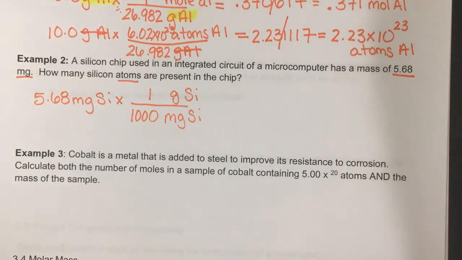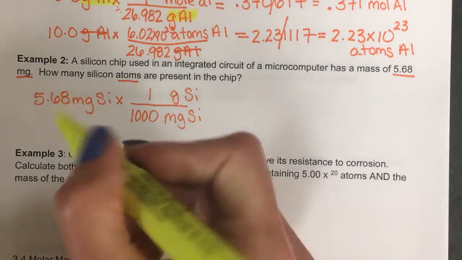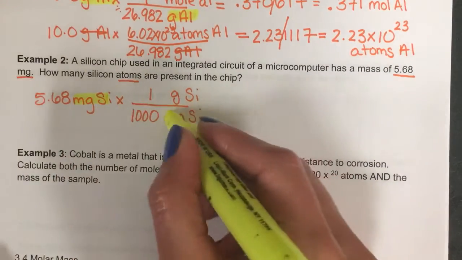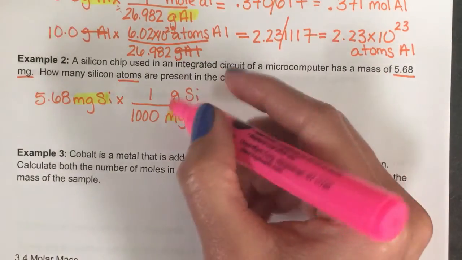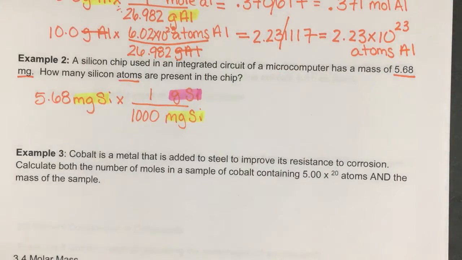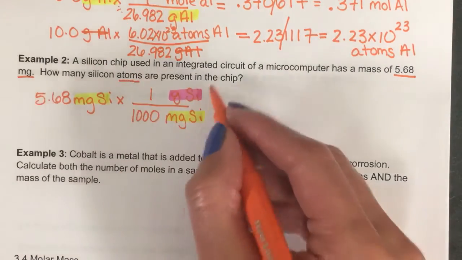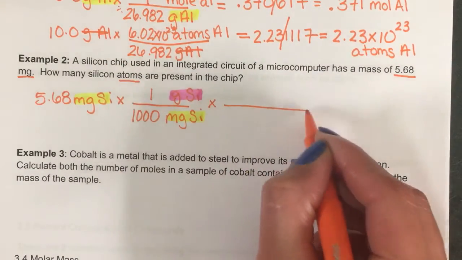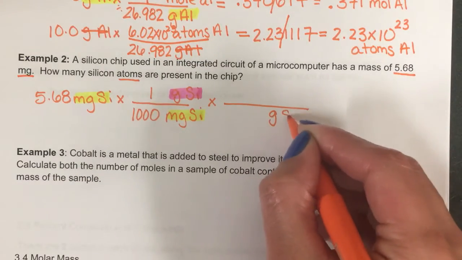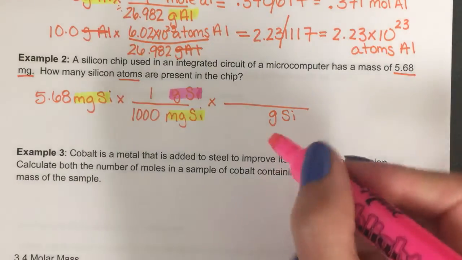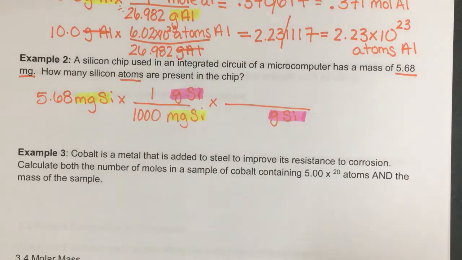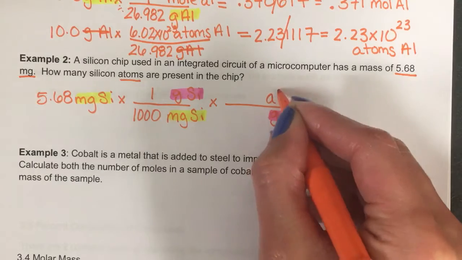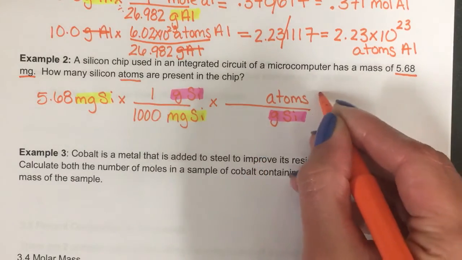Now I can stop and do my calculation here, or I can keep going. I'm going to keep going because while I took care of milligrams, I still need to change grams into atoms. So in the next step, I need to make grams of silicon go away. They need to go on the bottom because they need to be opposite each other. I want to change to atoms of silicon.